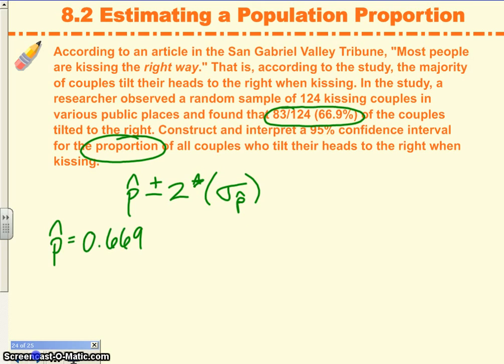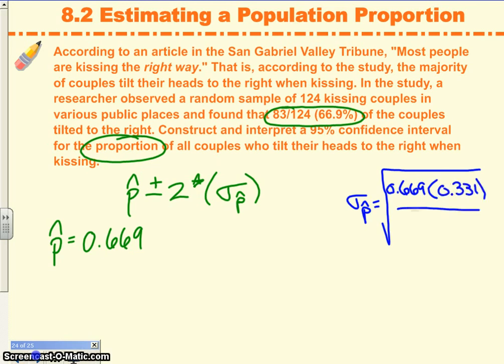Let's get our standard deviation. Sigma sub p hat will be the square root. Remember, in this case, it's okay to use p as our value because we don't know the true proportion, so we're going to substitute in our p hat. 0.669 times 1 minus that, 0.331, divided by our sample size, 124 couples. This gives us a value of 0.0423.